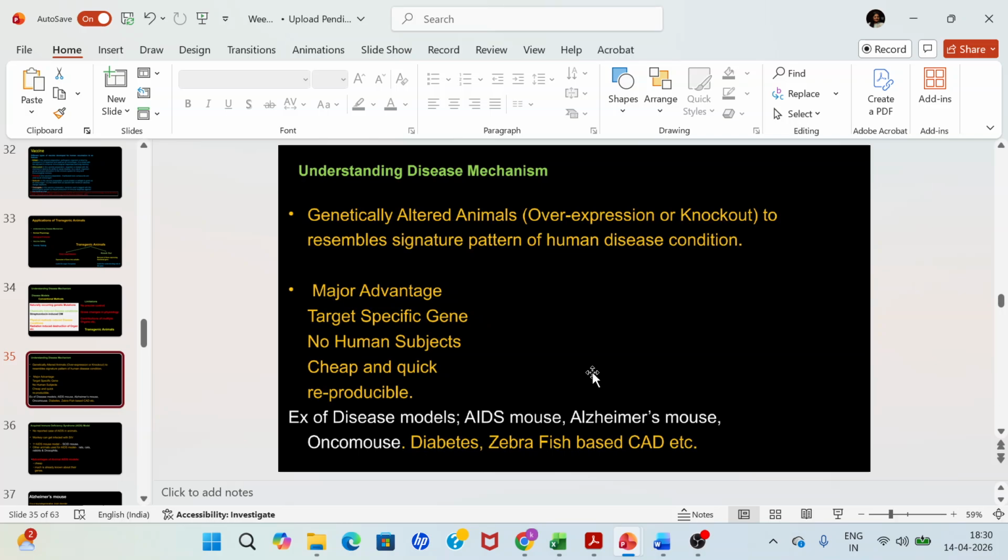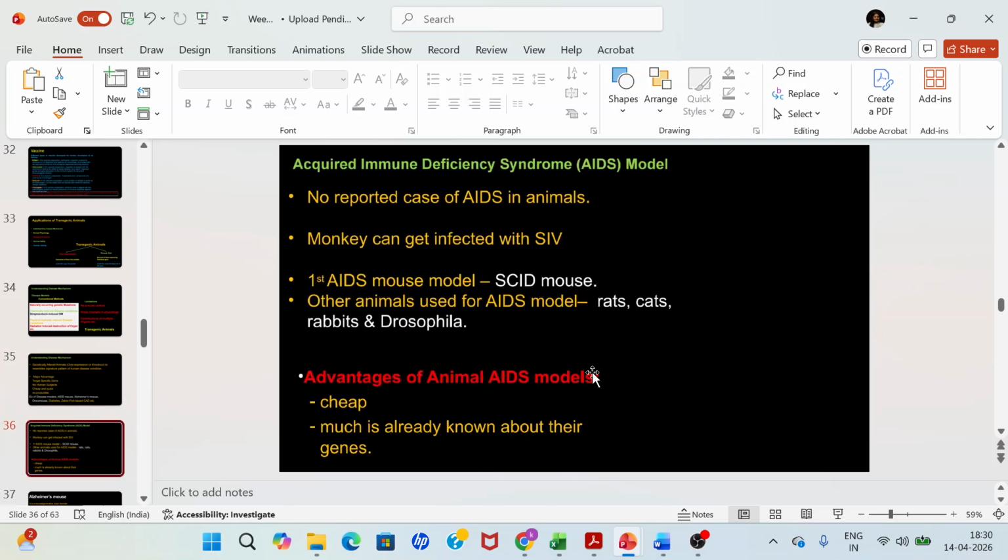So these genetically altered animals will have a resemblance with the signature pattern of the human disease that we want to treat, that will be copied in the animal which is transgenized, so that we can understand what kind of treatment will work on humans or what kind of thing can overcome the disease. So major advantages: target specific genes, no human subjects, cheap and quick, and reproducible. Although it is also very difficult, but yes.